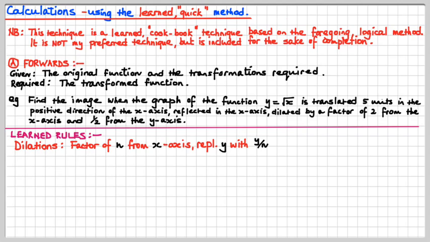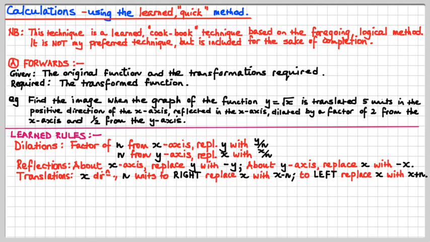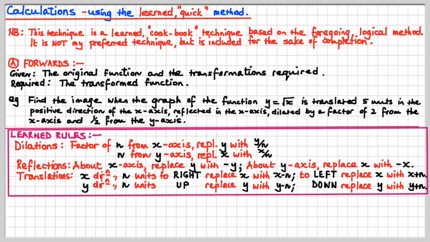Now, the learned rules. When you're doing dilations, if you're doing a factor of n from the x-axis, you replace y with y over n. If you're doing n from the y-axis, you replace x with x over n. Reflections. If you're doing a reflection about the x-axis, you replace y with minus y. If you're doing a reflection about the y-axis, you replace x with minus x. In translations, if you're doing a translation in the x direction, n units to the right, you replace x with x minus n, or to the left, replace x with x plus n. And in the y direction, n units up, you replace y with y minus n. Down, you replace y with y plus n. Goodness, that was a mouthful.